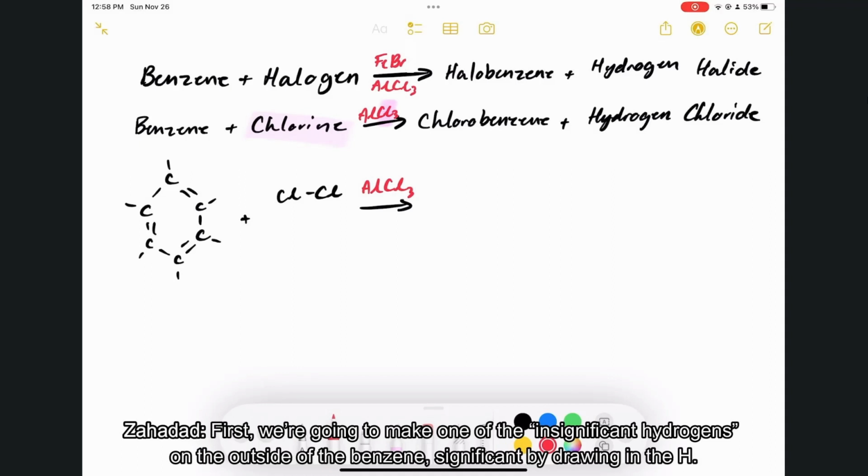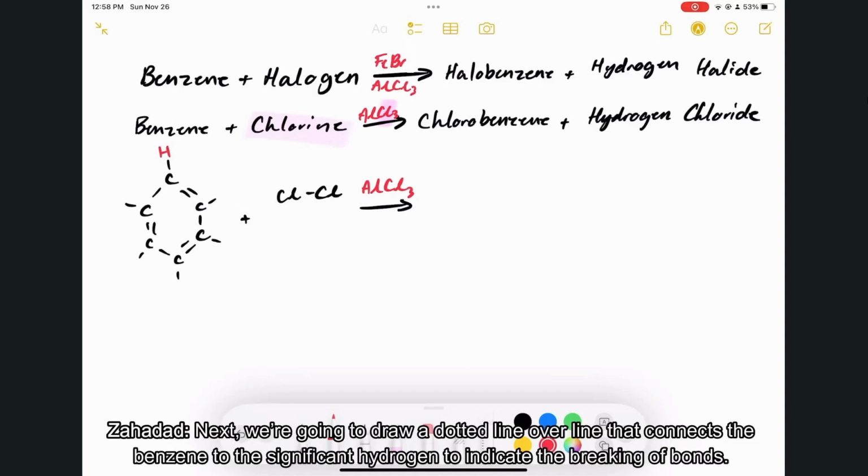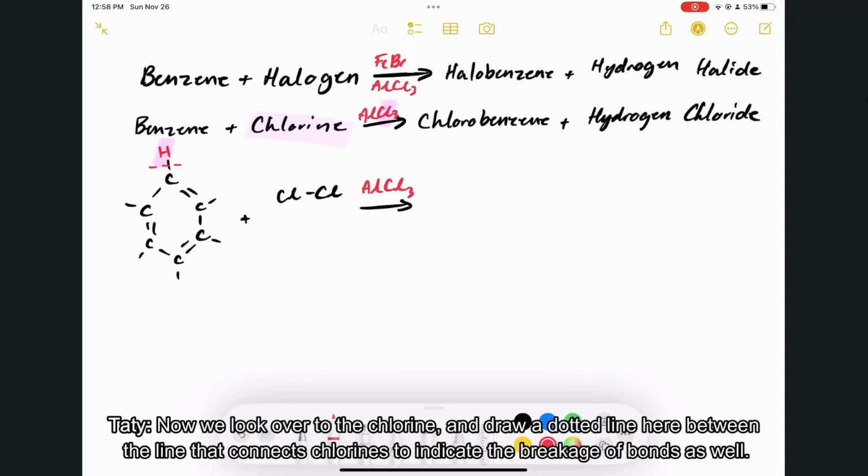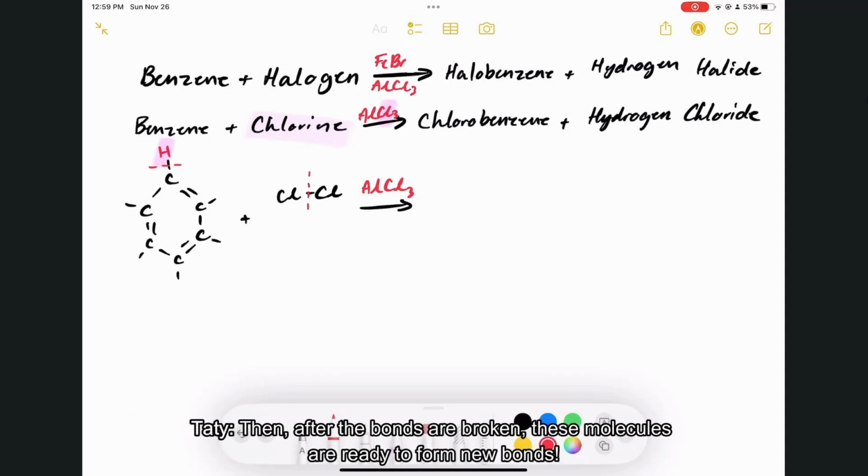First, we're going to make one of the insignificant hydrogens on the outside of the benzene significant by drawing in the H. Next, we're going to draw a dotted line over the line that connects the benzene to the significant hydrogen to indicate the breaking of bonds. Now we look over to the chlorine and draw a dotted line between the line that connects the chlorines to indicate the breakage of bonds as well.